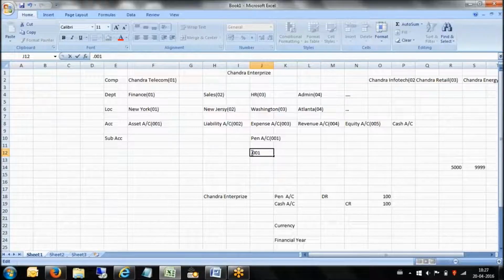It comes under 003. Suppose this pen was bought for Atlanta location, 04. It was bought for sales department, let's suppose, 02. Then 01, it will be 01.